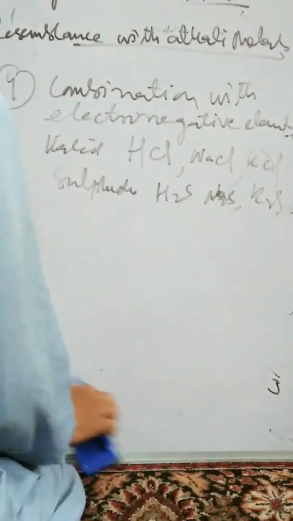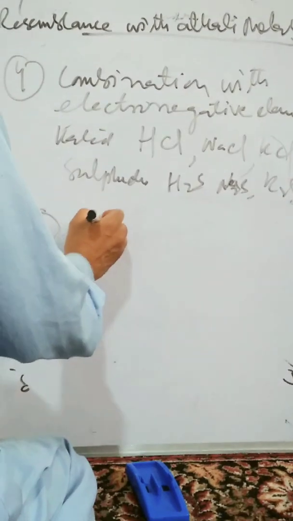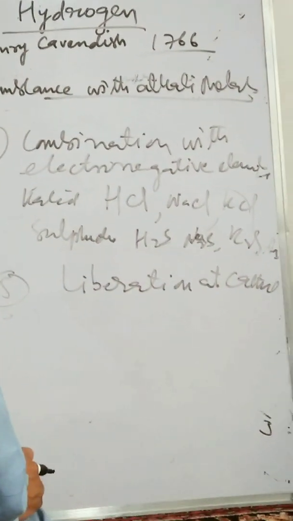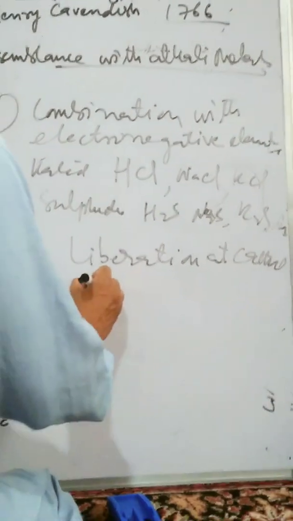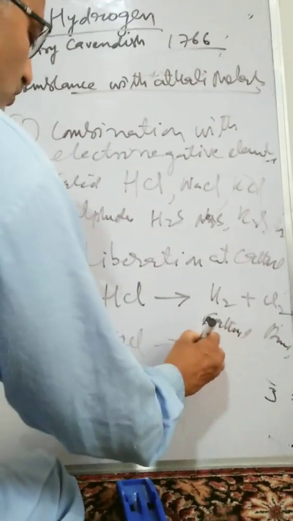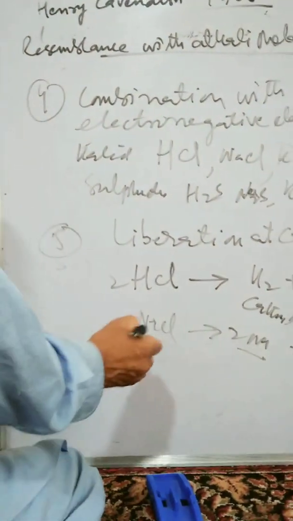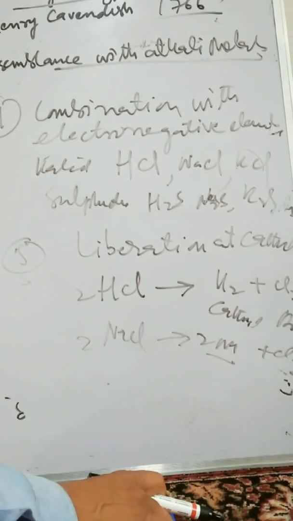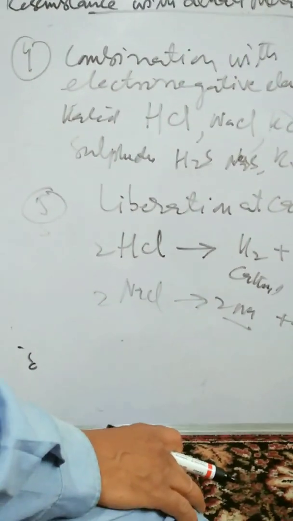Fifth resemblance is liberation at cathode. If we pass electricity through HCl, we get hydrogen at the cathode and chlorine at the anode. In the same way, NaCl gives sodium at the cathode and chlorine at the anode. Similar is the case of potassium, rubidium and cesium. They are also liberated at the cathode, and hydrogen is also liberated at the cathode. So this is a resemblance of hydrogen with alkali metals. In the next video, we will discuss how it resembles the halogens.